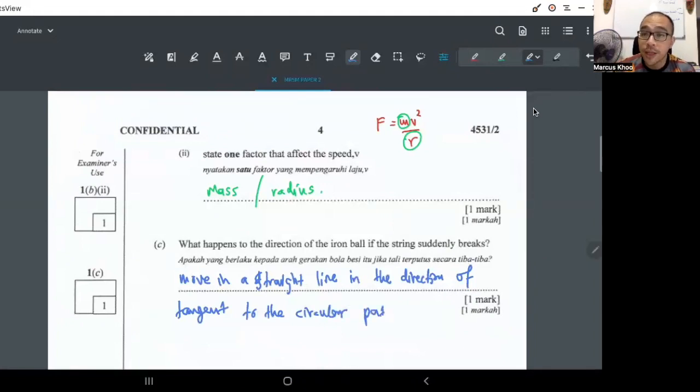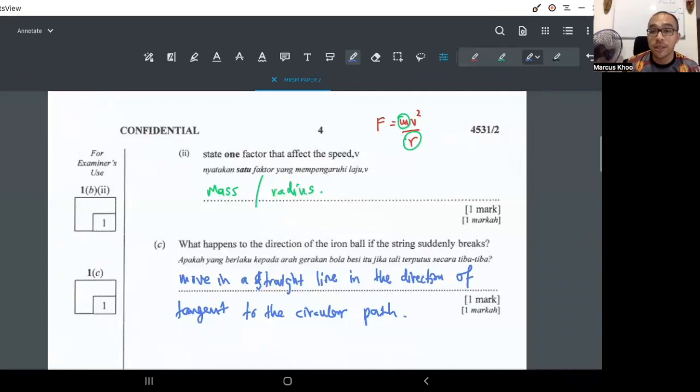It will move in a straight line in the direction of the tangent to the circular path. That is the right way to answer this in a sentence. For us, when we see it, oh, it will fly straight, it will fly straight. Sort of straight, it will go up and down. But definitely it will fly straight out. Okay, but always the problem is how do we write this as an answer.